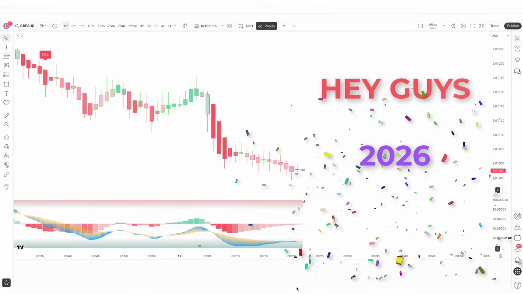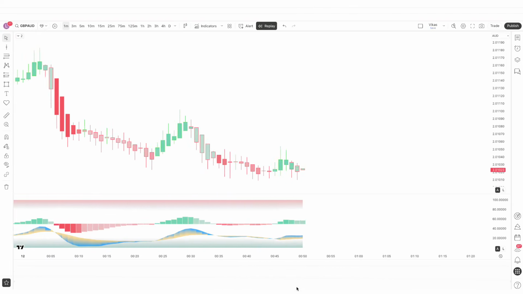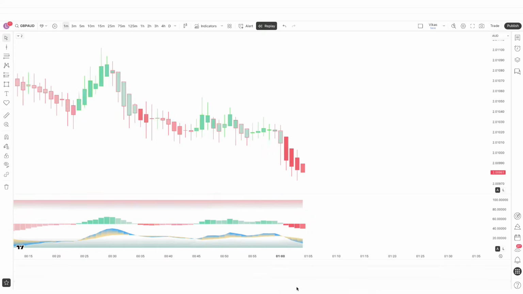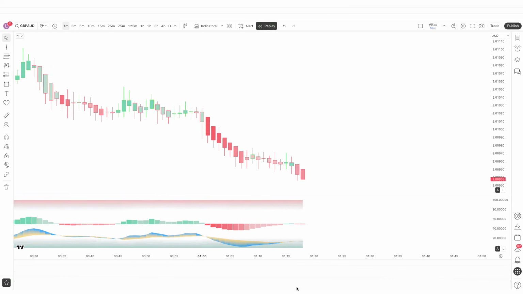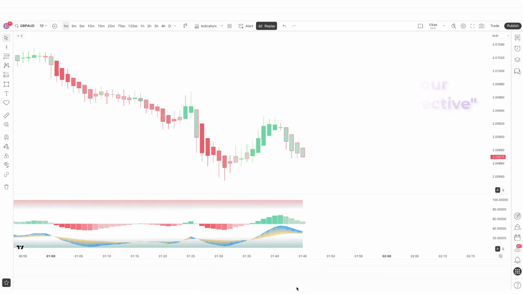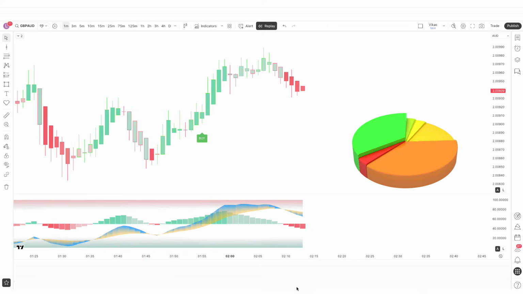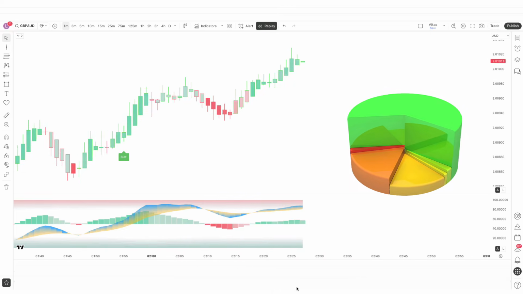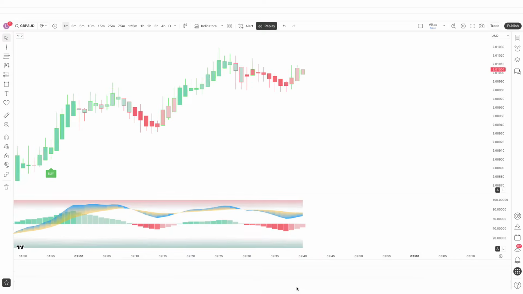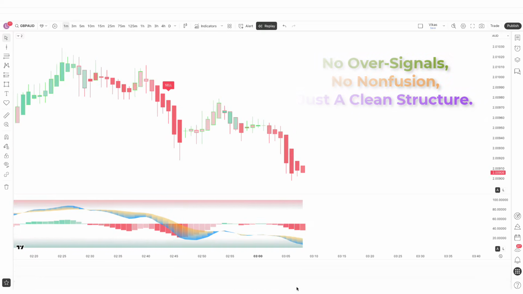Hey guys, do you know there's an indicator that once applied eliminates the need for any other indicators on the chart? If looking at your chart confuses you, this video is going to change your trading perspective. The biggest advantage of this indicator is its simplicity. It removes the noise from the chart and shows only what truly matters, the real direction of the price. No oversignals, no confusion, just a clean structure.